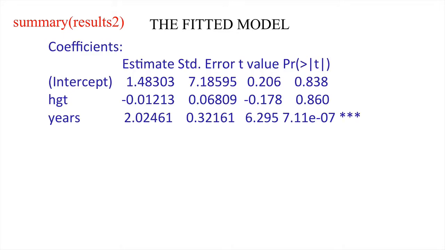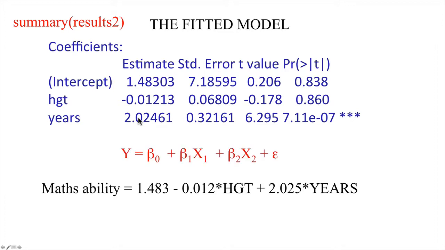to see the fitted model by simply going summary of results or even asking directly for the coefficients of those results. But here is what R will give us out. Here are our various estimates, a very small gradient associated with the height, but a strong gradient associated with the years. And we can, of course, reconstruct our model here. There's the average maths ability against this intercept. There's the gradient here, and there is the gradient there.